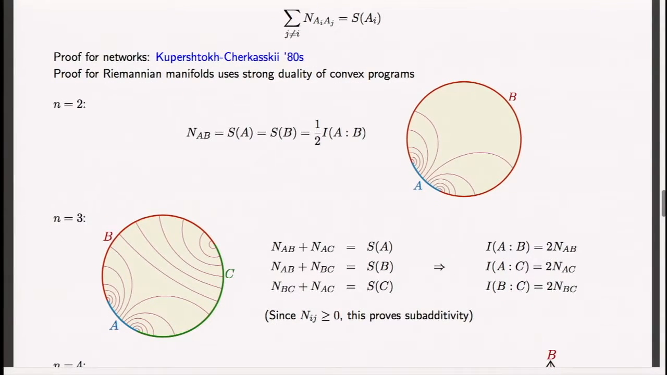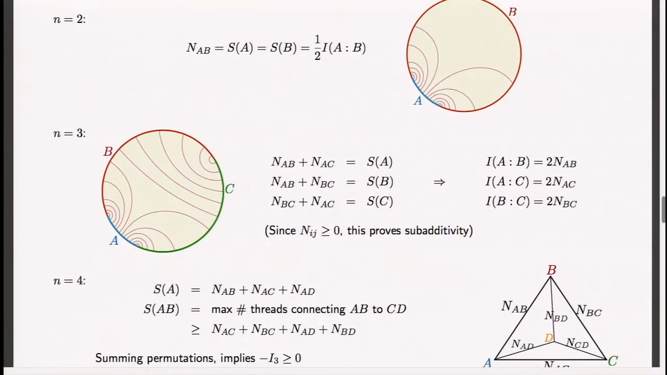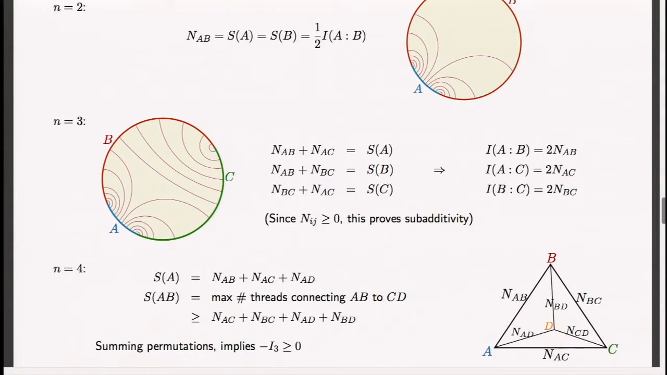okay, so what about n equals 4? Now my picture drawing skills break down. So let me just draw the 4 as just points on a tetrahedron, and then we have 6 sets of threads, AB, AC, and so on, okay? And now it's saying that the number coming out of A is equal to S of A, so there are 3 terms now.